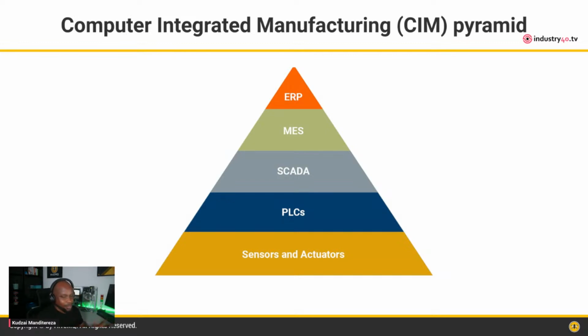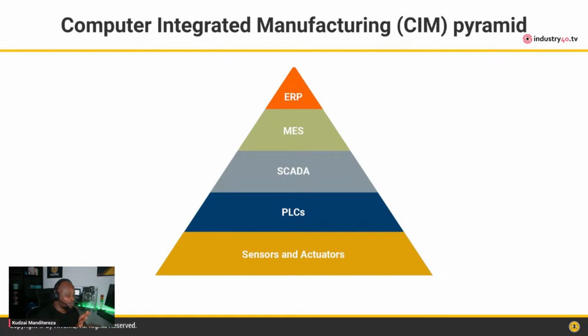As most of you on the call here, I can see there's some familiar names, you already understand this Purdue model, right? This pyramid is a way of organizing different systems and components within a manufacturing plant in a way that specifies all the different functions being performed at each level. You've got your sensors and actuators at the bottom of the pyramid, and then you've got your PLCs for interfacing with the sensors and actuators.